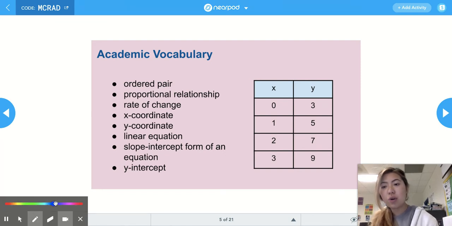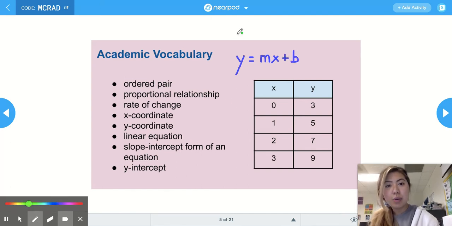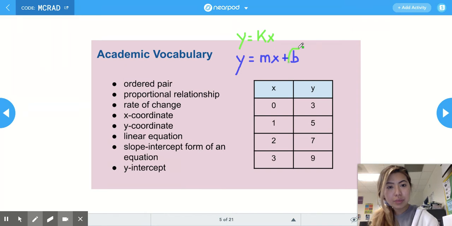So the only new vocab word for today's lesson is the slope-intercept form of an equation, and the slope-intercept form is always y is equal to mx plus b. So if we compare that to our proportional relationship equation, which is y equals k times x, you'll see that there's a new variable or a new part to the equation, and that is this y-intercept, which is represented by b in the slope-intercept equation.